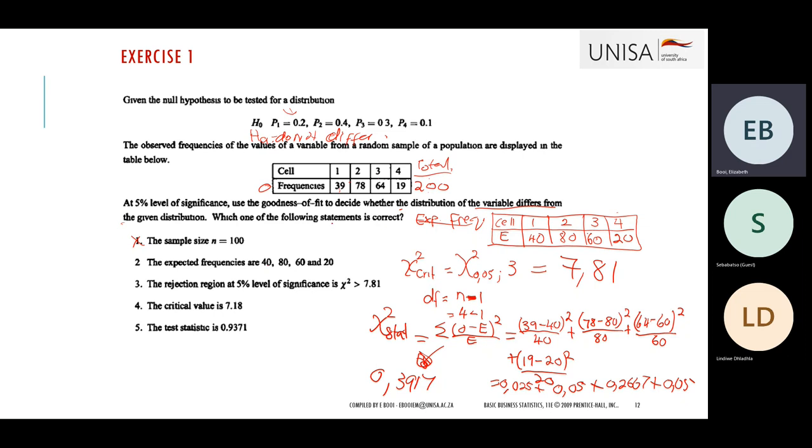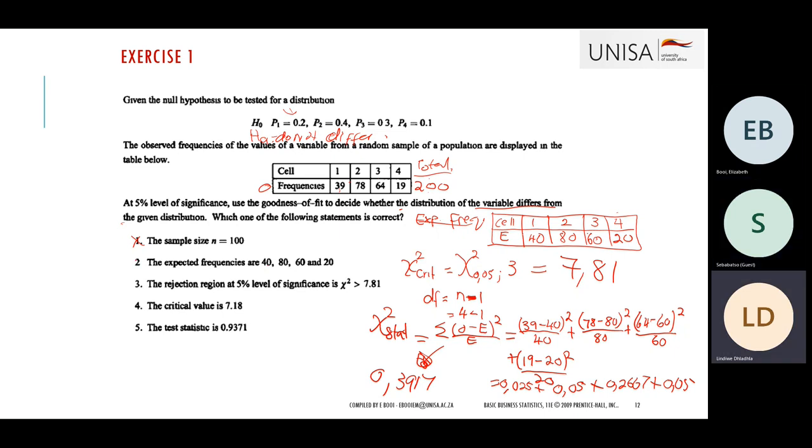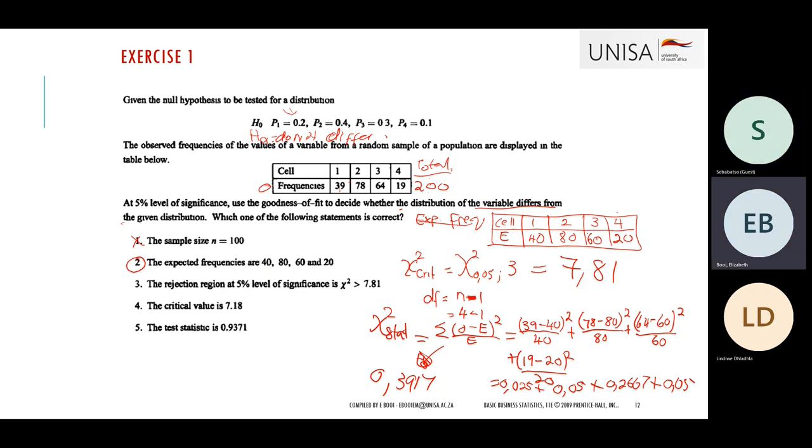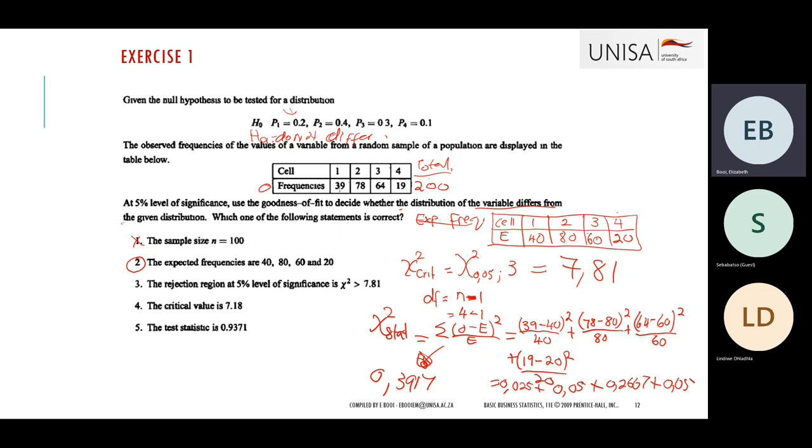So the second question says, which one of the following statements is correct? The expected frequencies are 40, 80, 60, and 20. What did we get? Expected frequencies? Yes, they are 40, 80, 60, 20, yeah. And that will be your correct answer.